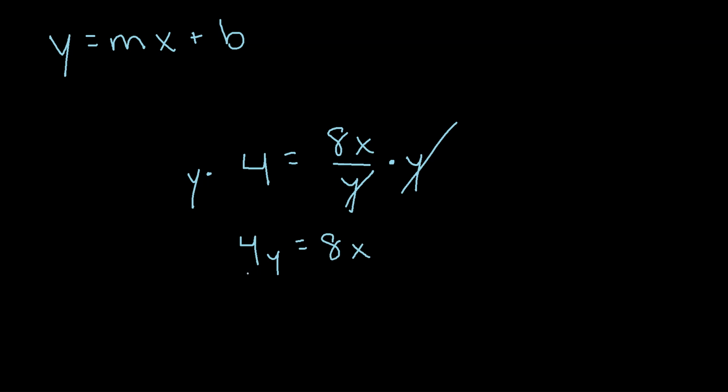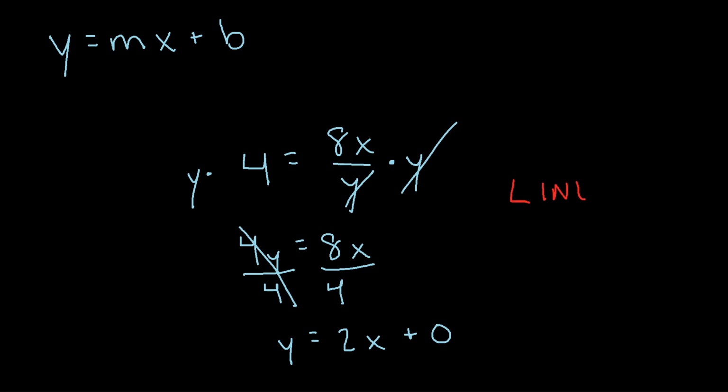To solve for y, we can divide both sides by 4. Over here, the 4's go away, and we're left with y is equal to 8x over 4. Notice that 8 divided by 4 is just 2, so we can rewrite this as 2x. So is this a linear equation? Yes, because if we imagine that the b out here is just 0, then this perfectly matches y equals mx plus b. So we would say this is a linear equation.